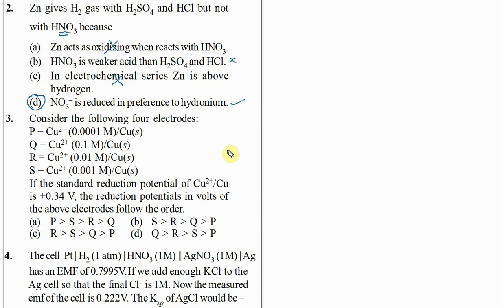Number 3. Consider the following 4 electrodes. So they have given you these electrodes, but one thing we want to say is all of these are on the same side, same setup. So really the reaction is Cu2+ going to Cu.